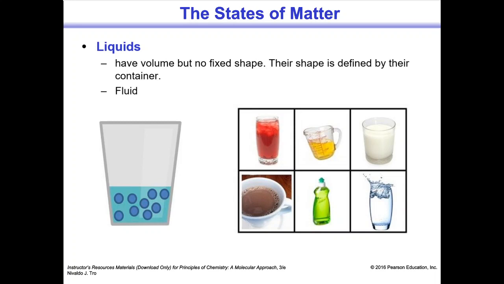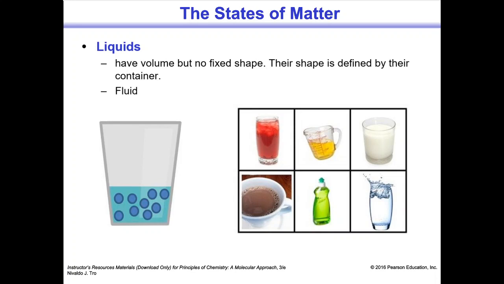Okay, the next one, liquids. We say that liquids have a fixed volume, but no fixed shape. So generally speaking they're going to take on the shape of their container. And we say that they're fluid, meaning that we can pour them. We're pretty familiar with liquids. This is our sort of middle state of matter.